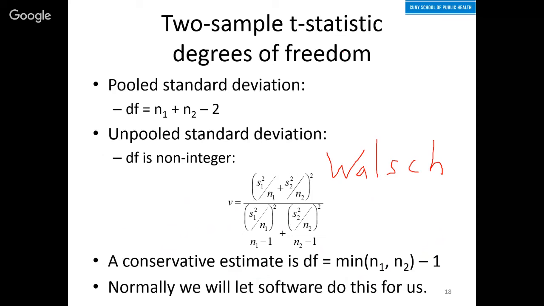So the only time it will matter is if your correct p-value is 0.049 and it brings it up to 0.051, something like that. But most of the time we're going to use software to do the t-test, and it will use the exact calculation of the degrees of freedom for the Welch t-test.